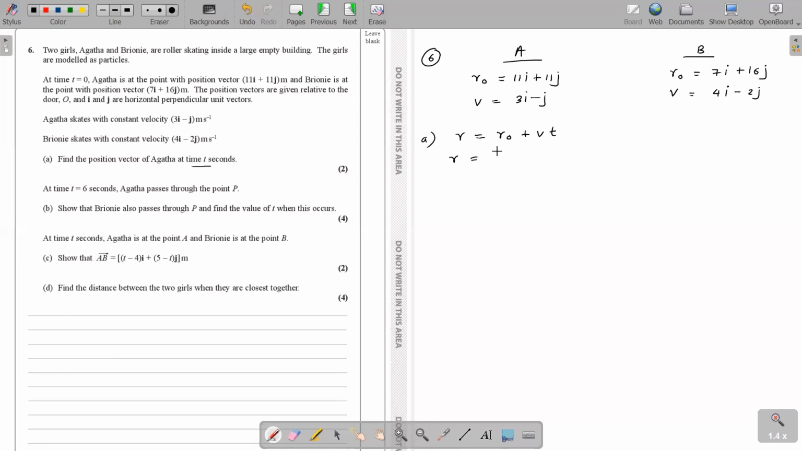So r naught is 11i plus 11j, velocity is 3i minus j, times time t. So r is 11i plus 11j plus 3ti minus tj. So r equals (11 plus 3t)i plus (11 minus t)j. Is this okay? Did you get this answer? I separated it. You could leave your answer at this point, but I just went a step further to separate the x and y, the i and j.